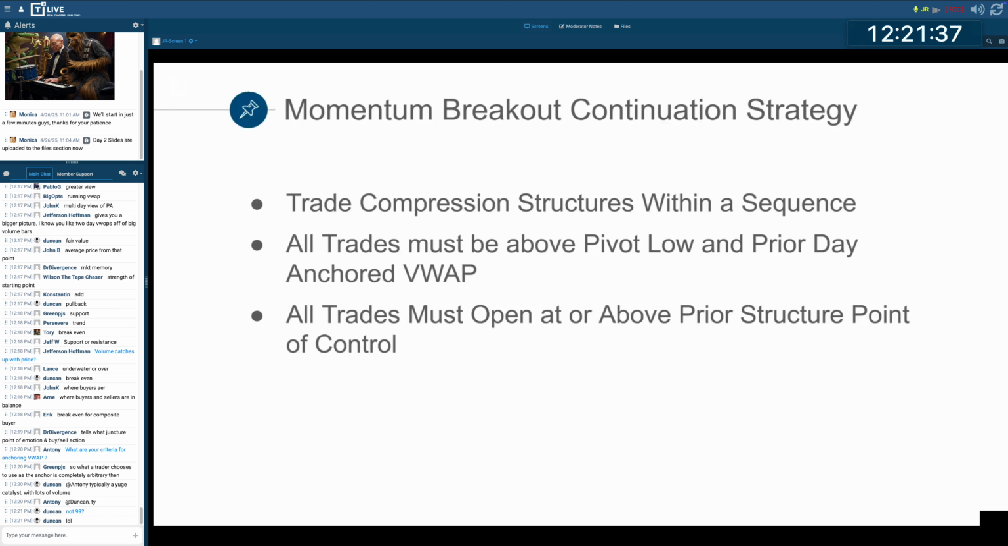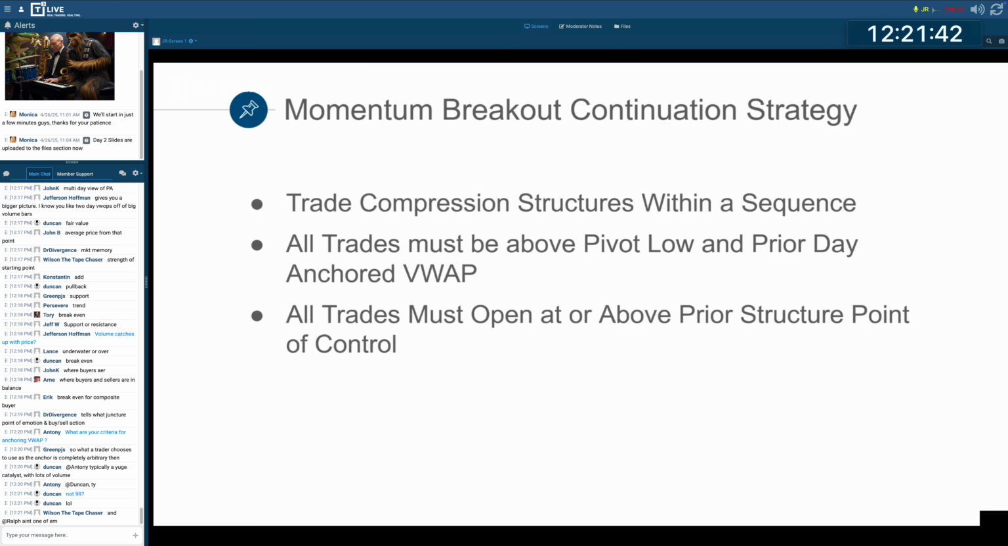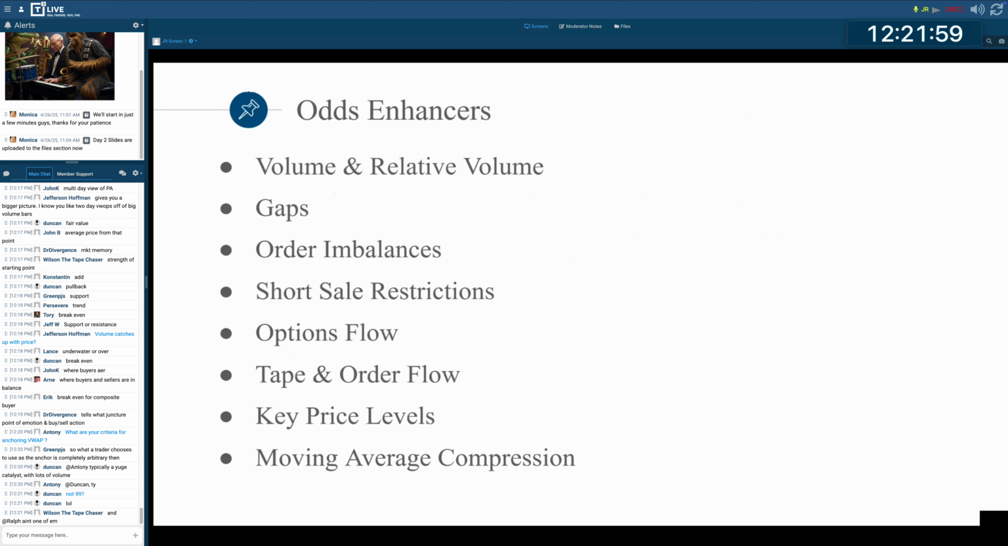All right, so momentum breakout continuation. We have trade compression structures within a sequence. All trades must be above pivot low and prior to anchored VWAP. All trades must open at or above the price structure point of control. It's a good strategy, but I'm just providing this as an example. It enhances volume: volume gaps, order imbalances, short sale restrictions, options flow, tape and order flow, key price levels, and moving average compression.